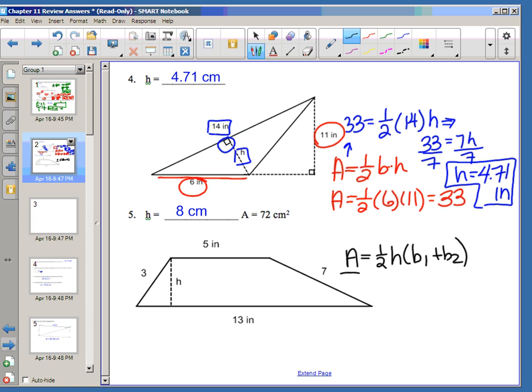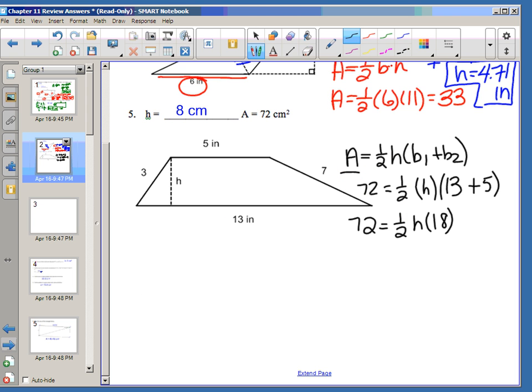It tells me the area is 72. I don't know the height, so I'm going to leave the height. My base 1 is 13, and my base 2 is 5. So when I start solving this, I end up with 72 equals 1/2 h times 18. Well, half of 18 is 9, so I'm going to do 72 equals 9h. And to finish solving, we're going to divide by 9. h is going to equal 8.